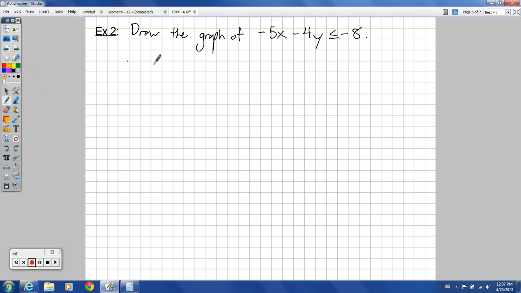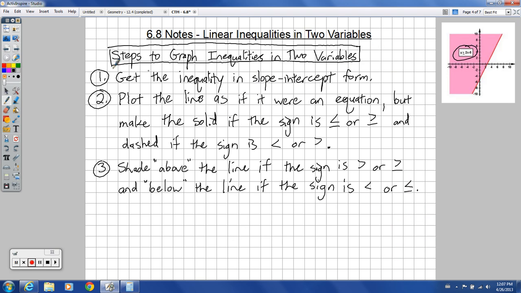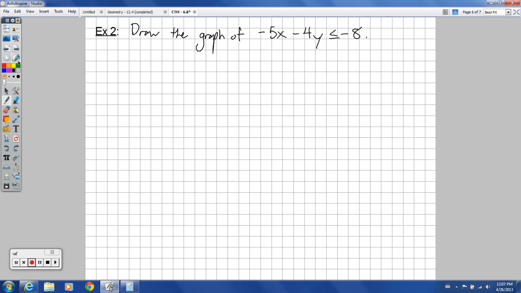Let's continue that now. So we've got this. Step 1, remember, is to get that into slope-intercept form. So it is not in slope-intercept form right now. Let's change it so that it is. So I would add 5x to both sides first. Let's show the steps in the different color here. That would cancel. Left with negative 4y is less than or equal to 5x minus 8.